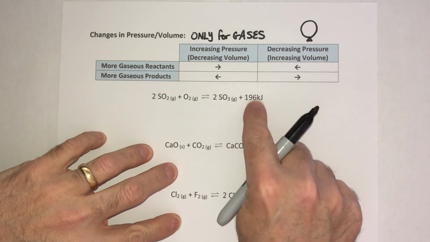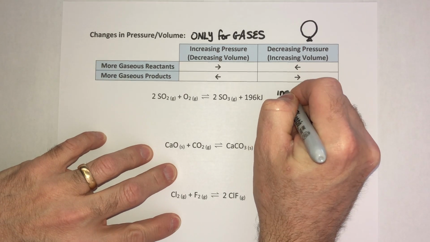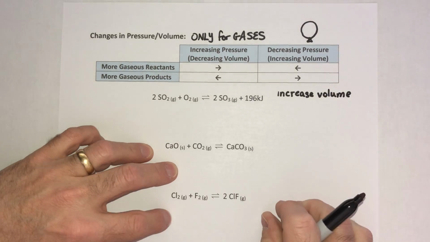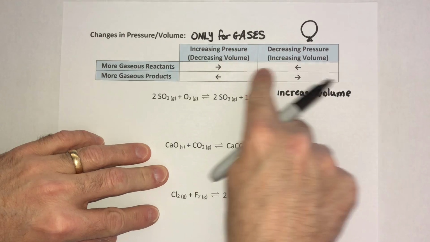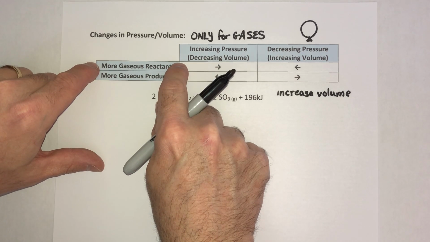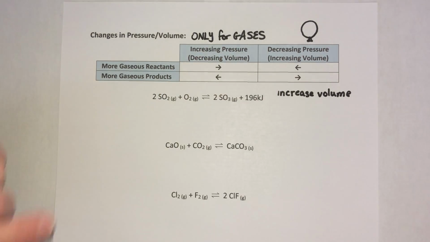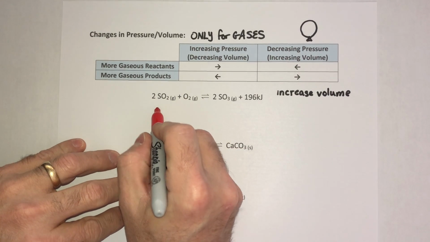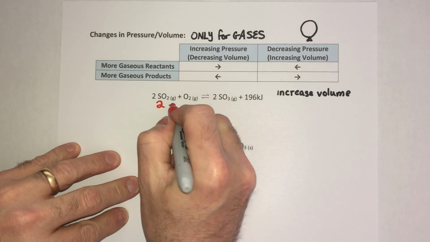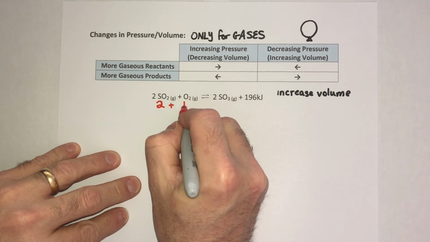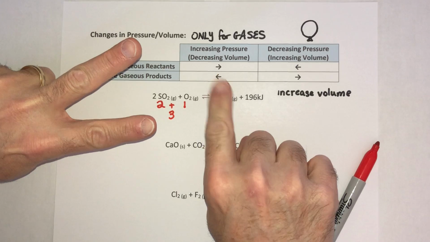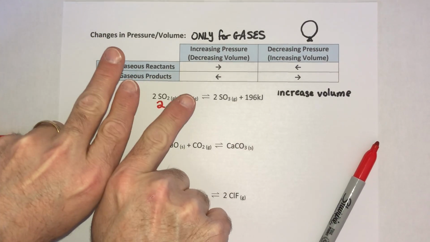So for this first one here, let's say that we are going to increase the volume. Okay, that's the change I'd like to make. So increasing the volume is in this column right here. Now all I need to know, do I have mostly gas reactants or mostly gas products? So if we count, over here on the reactant side, I have 2 SO2 gases. There's 2 of them. Oxygens, I have 1. So total, I have 3. There's 2 SO2s and there's 1 O2. So I've got 3 gas particles on the reactant side.